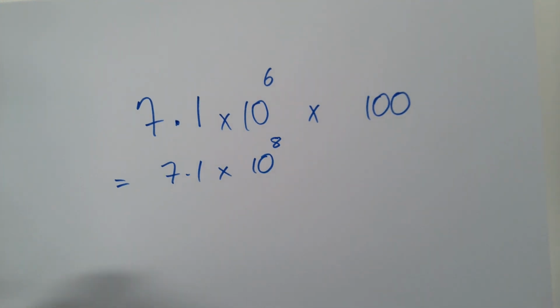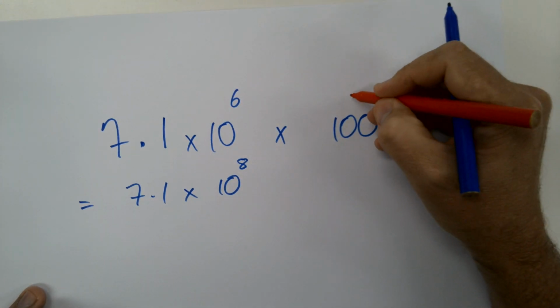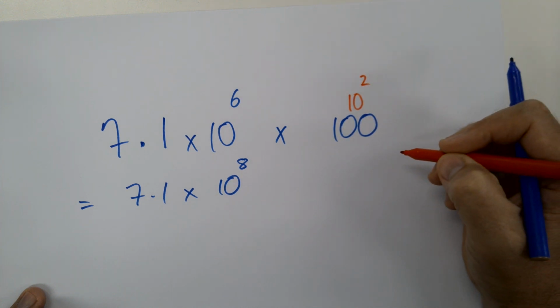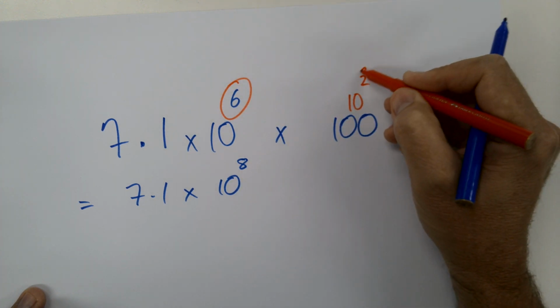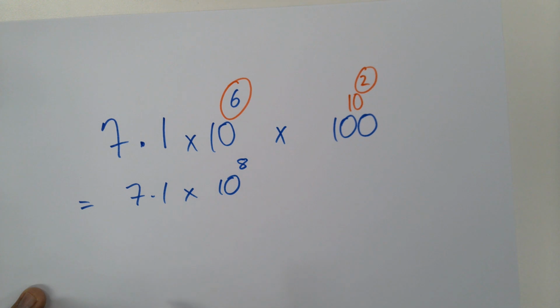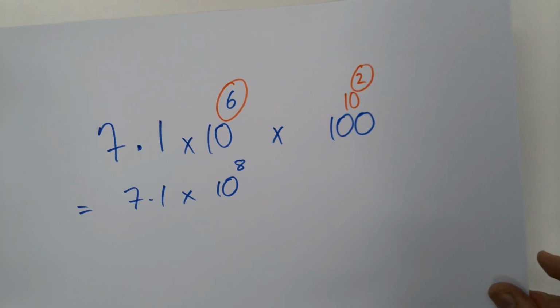But if you think about it too, what is 100? Well, 100 is 10 squared. So 6 plus 2 is 8. Brilliant. Okay.